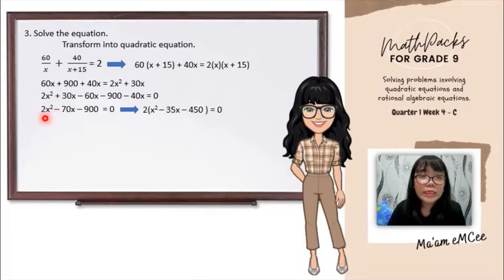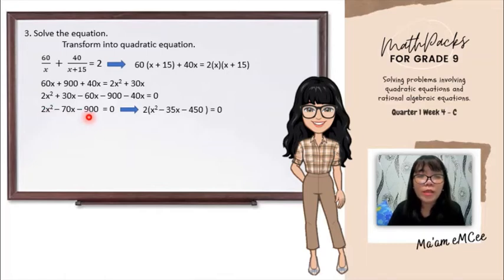So, since this term can be divided by 2, this term can be divided by 2 as well, and this term can be divided by 2, then pwede natin i-factor out si 2. Para later, we will be dividing both sides of the equation by 2.